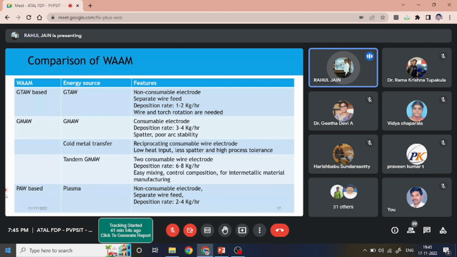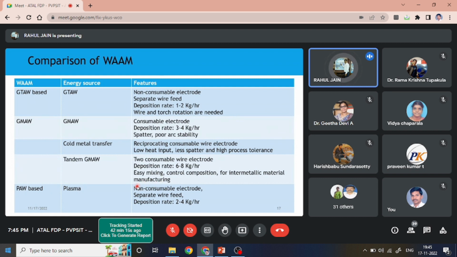The next in the list is PAW base, meaning plasma arc welding, right? We all know the heat source is an arc, but it is through plasma. Plasma, we also know, is the fourth state of matter. You basically ionize the gas in order to generate the plasma. That is how it is done. So the energy source is plasma.